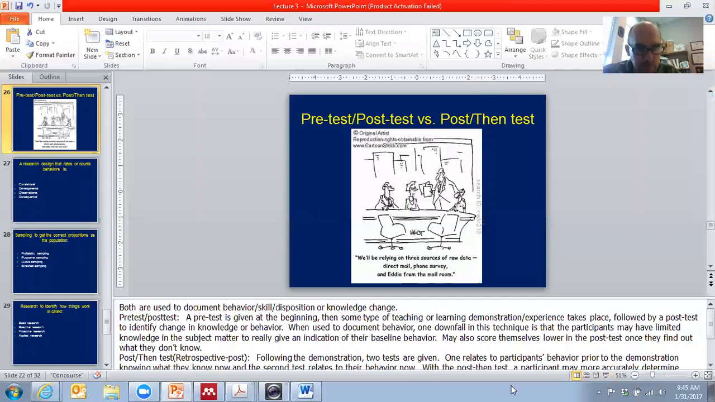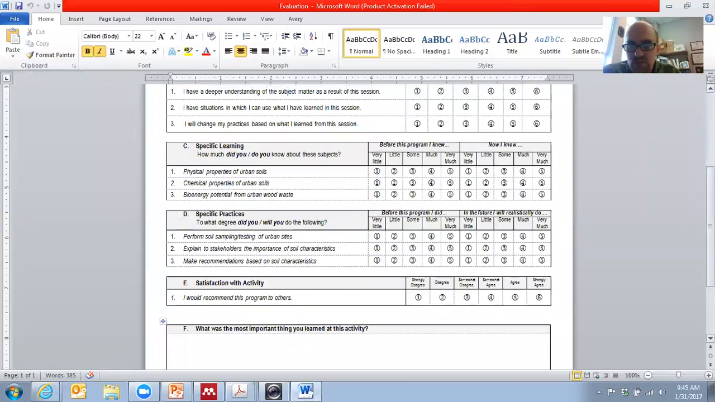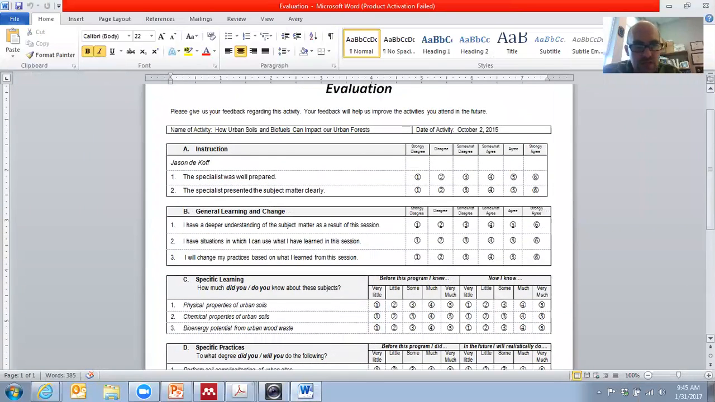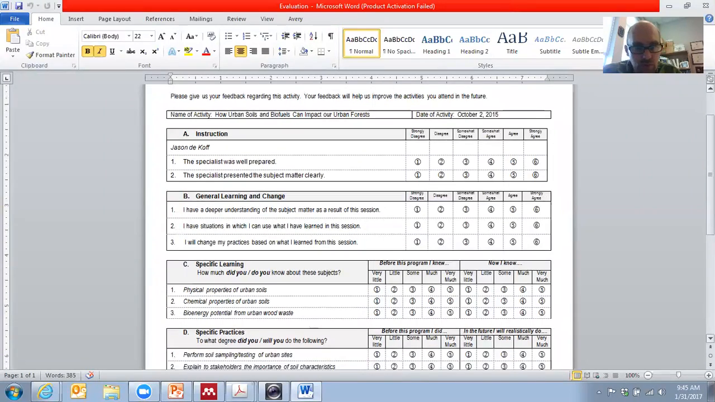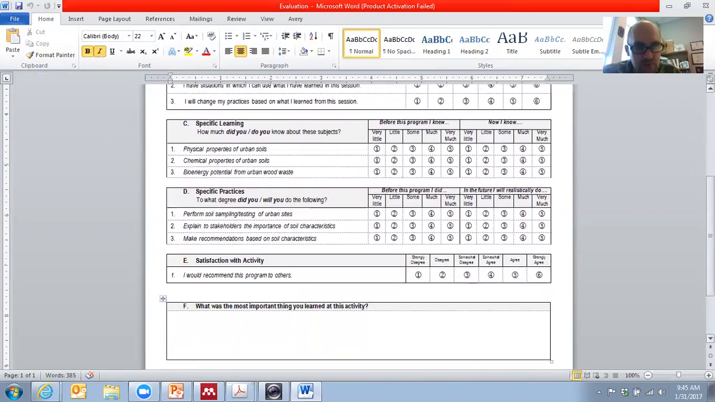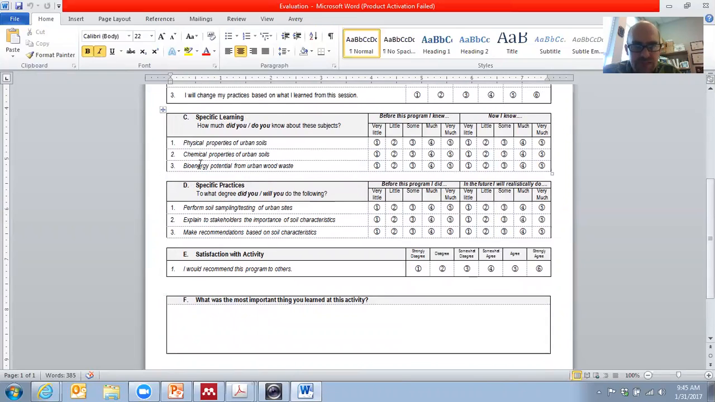And so I've got an example. So in extension, we use this all the time. And so I've got an example that I've used before. So this was a presentation related to urban soils and biofuels. And so if you look under specific learning, this is how we set it up. How much did you or do you know about these subjects? And in this case, the physical properties of urban soils. And so here, before this program, I knew very little, some, much, very much. Now I know very little, some, much, very much.